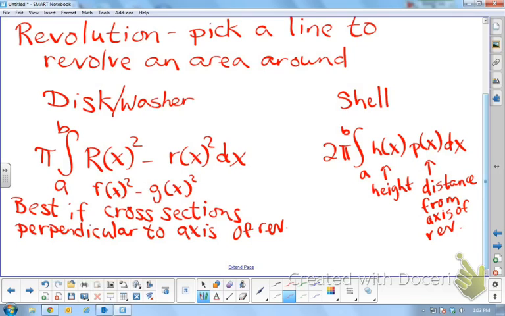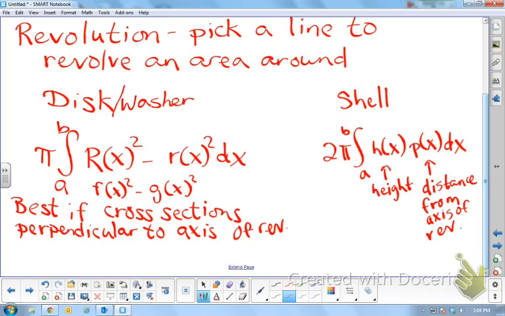So again, 2 formulas you need to have memorized. You can't do these problems if you don't know what formula you're going to use. The disk washer method's a little easier to remember because it's just the area of a circle, pi r squared.